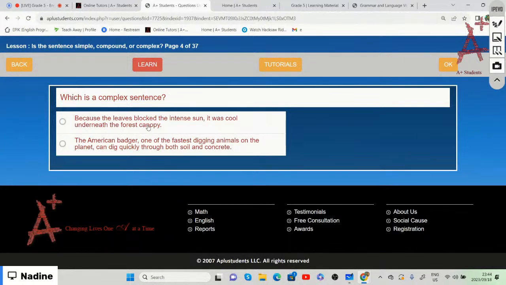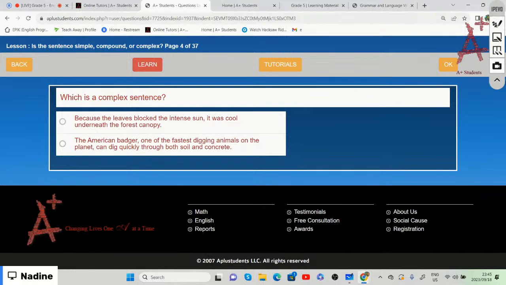Now we need to say which is a complex sentence. And remember, we said a complex sentence has an independent clause, but it also has a dependent clause. And a dependent clause starts with a subordinating conjunction. So is it one of these options? Because the leaves blocked the intense sun, it was cool underneath the forest canopy. Or the American badger, one of the fastest digging animals on the planet, can dig quickly through both soil and concrete. Remember, the dependent clause starts with a subordinating conjunction.